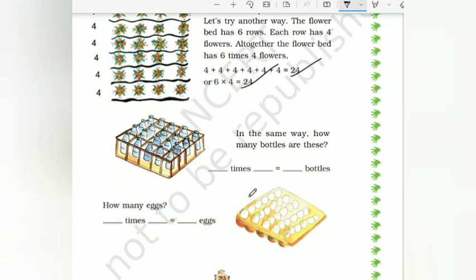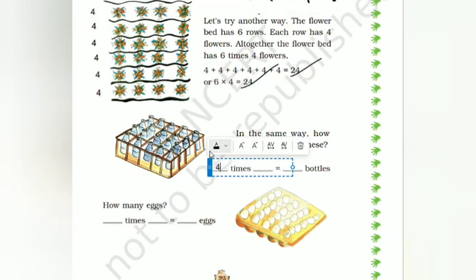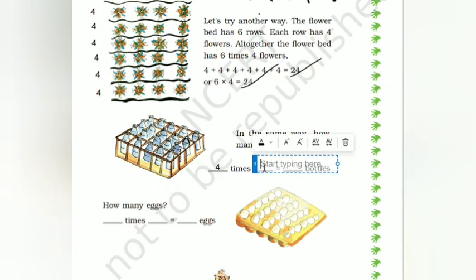In the same way, how many bottles are there? Count. Dash times dash is equal to dash bottles. That is, in this side how many is there? 4 is there. Here 5. So 5 rows. How many rows? 1, 2, 3, 4, 5 rows. So here we can write what? 4 times 5. What will give? It gives 20 bottles. 4 times, because in this row 4 is there, in this side 5 is there. So 4 times 5 will give 20.